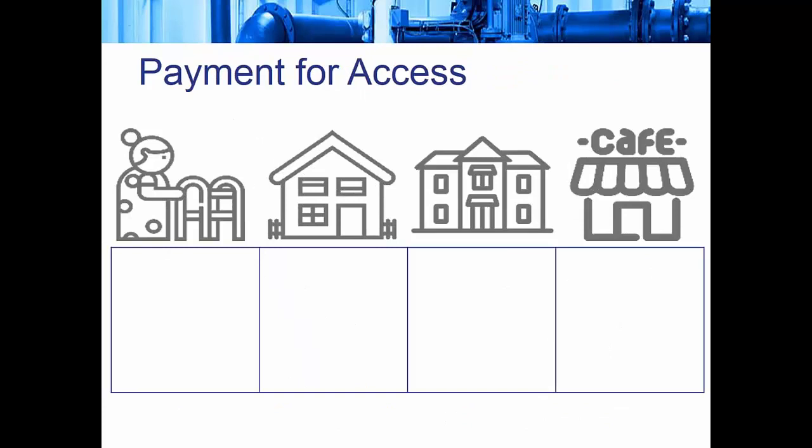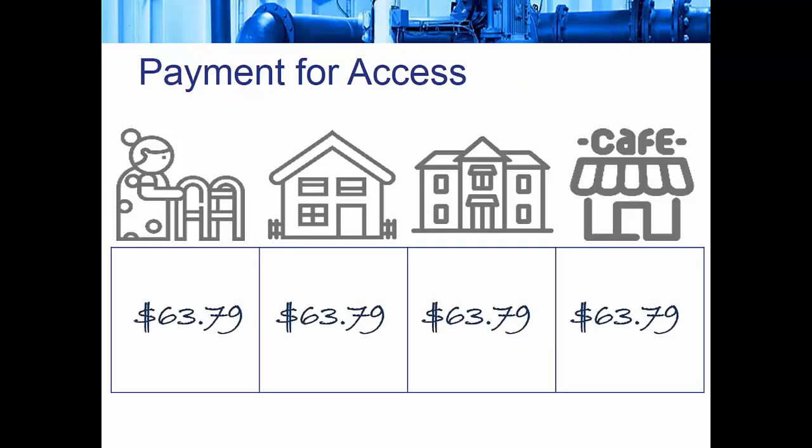All right, so let's talk about payment for access. This one is the easiest to calculate because there's nothing to calculate. If you remember, in payment for access, every customer, regardless of usage, pays exactly the same amount per month. So all of them would pay $63.79. So that's the easy one to do.